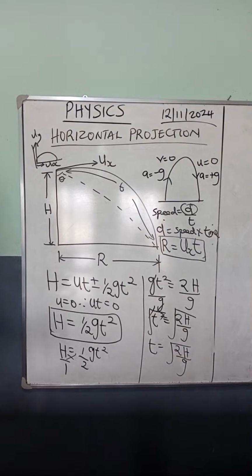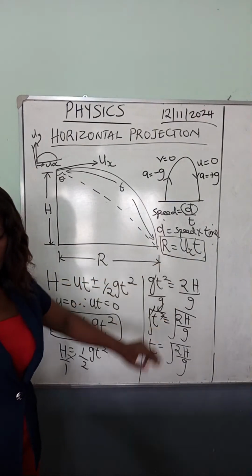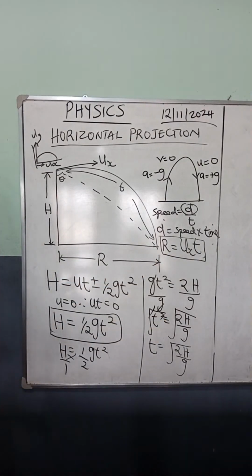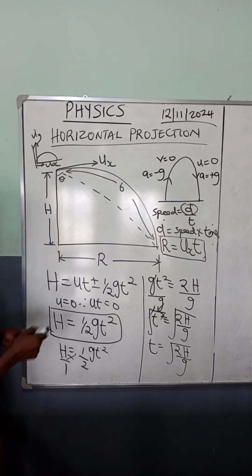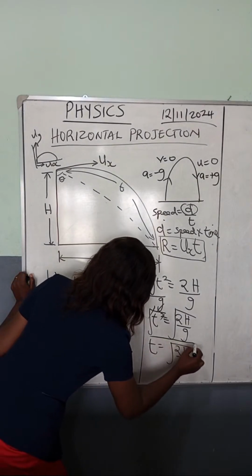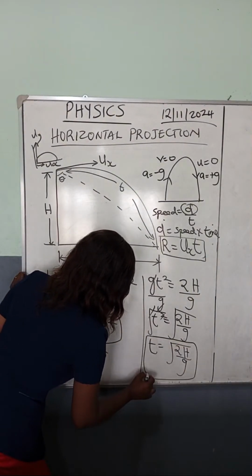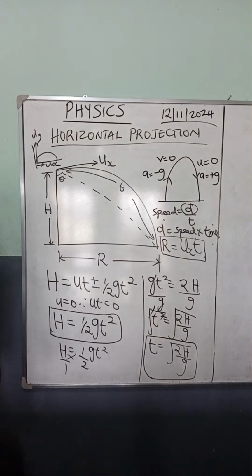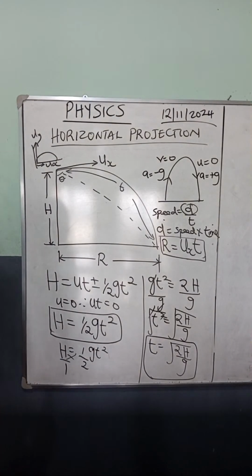Are we done? Have you seen this? So the three things we should consider under horizontal projection. One is what? The height. Two is what? Time. And three is what? The range. Right? Okay, so let's look at a few examples.